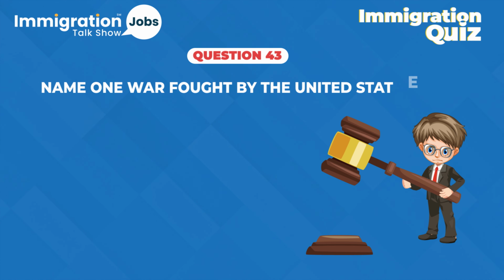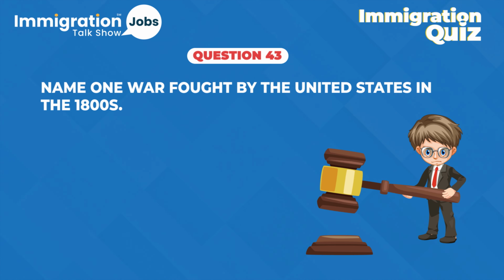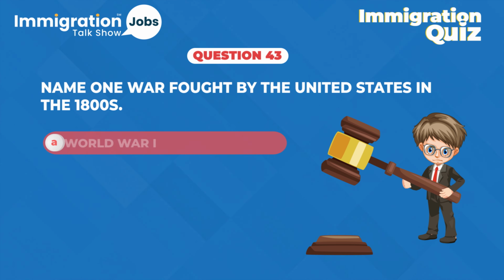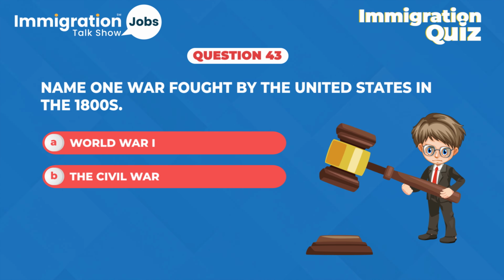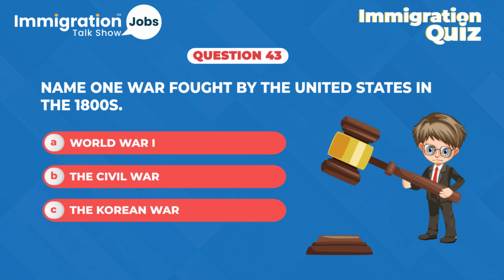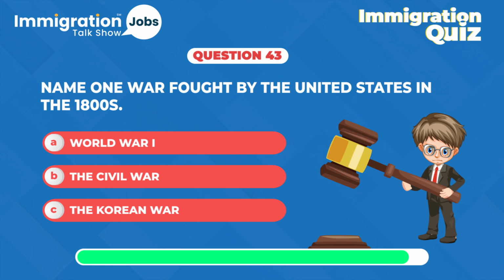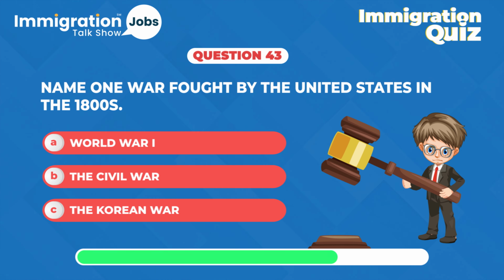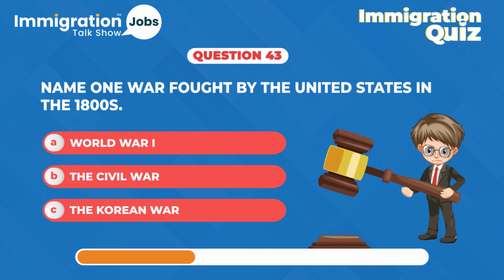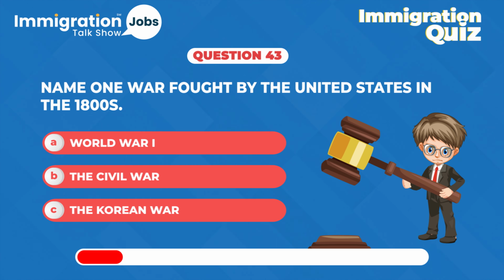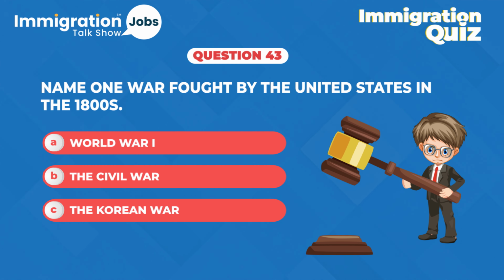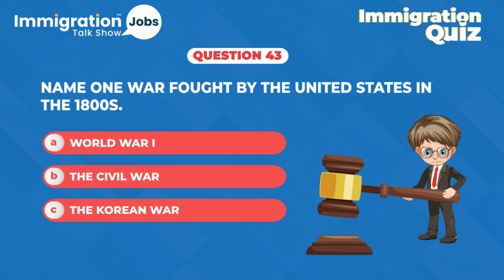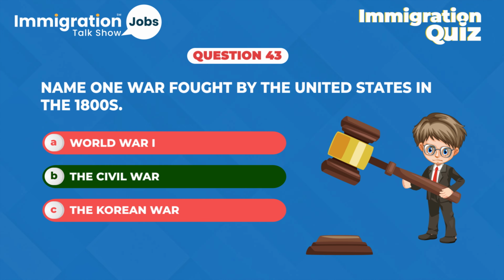Name one war fought by United States in the 1800s. A, World War I. B, the Civil War. Or C, the Korean War. And the correct answer is B, the Civil War.